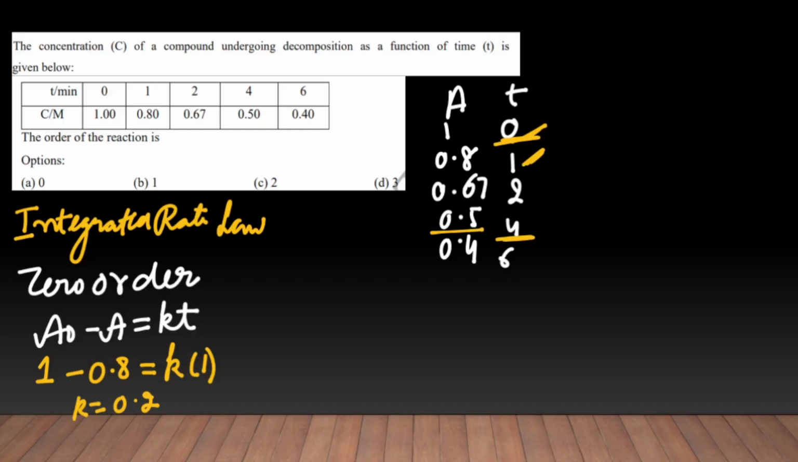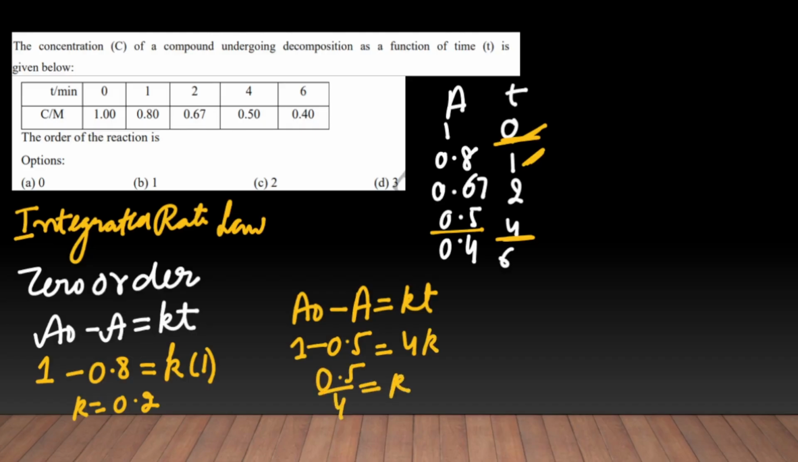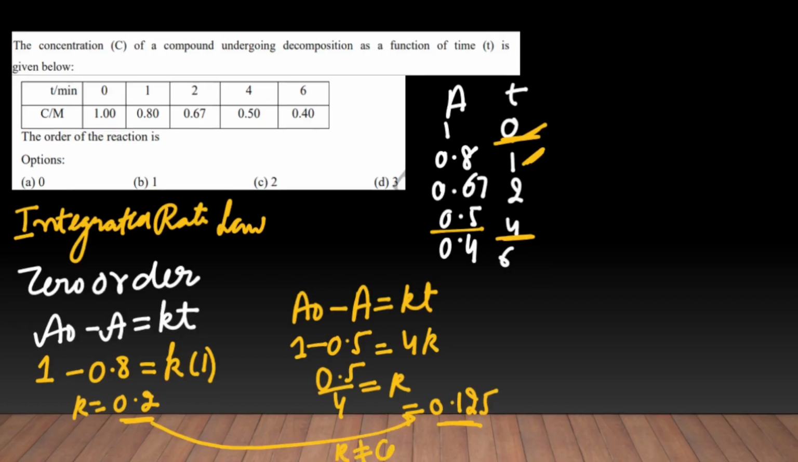Using this data, again A naught minus A equals kt, which is 1 minus 0.5, equal to 4 times the k value. So the rate constant comes out to be 0.5 upon 4, that is 0.125. Here for the zero order we are seeing that one time we get the rate constant as 0.2 and the other time it is 0.125. So we can say the rate constant value is not constant, which means the given data is not for zero order kinetics.